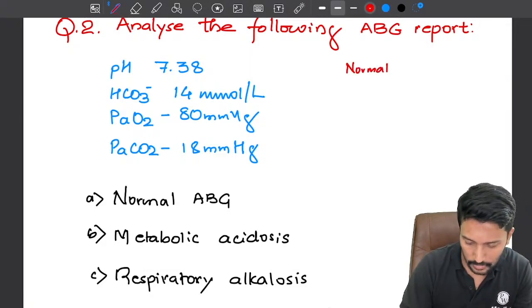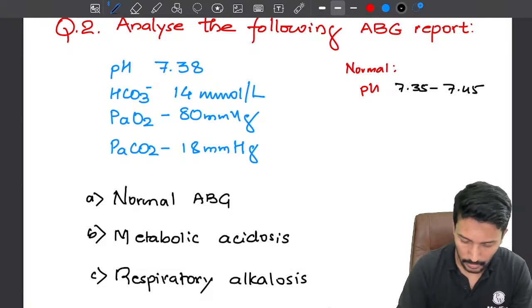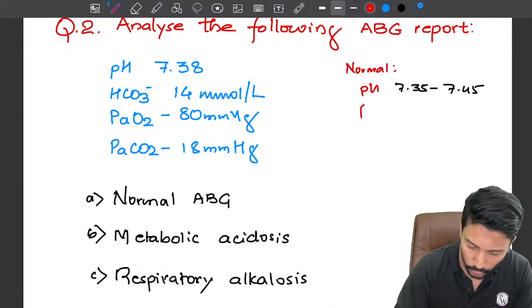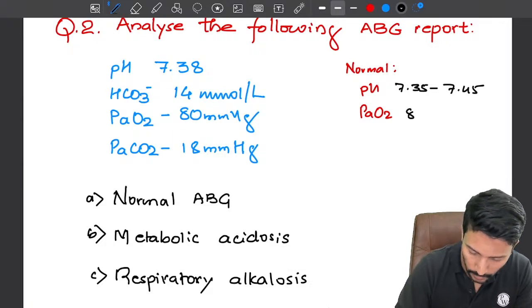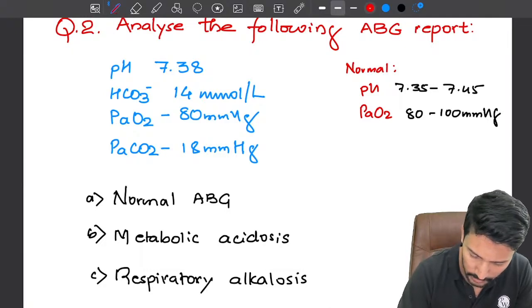all these numbers, right? The normal pH is in the range of 7.35 to 7.45, right? Normal PaO2 is in the range of 80 to 100 millimeters of mercury. Rarely 100, 80 to 90 is the number that we should ideally remember.